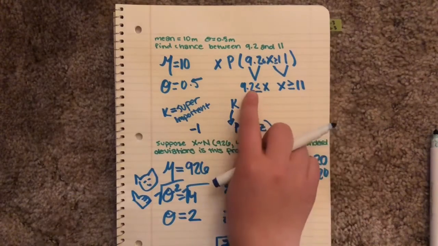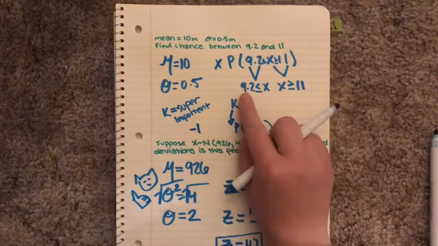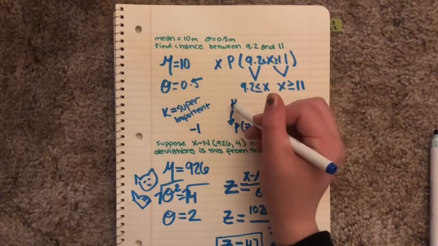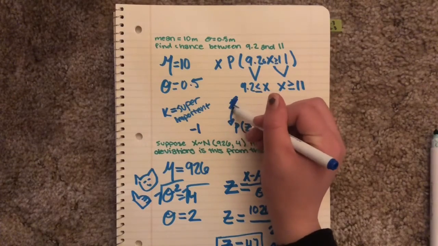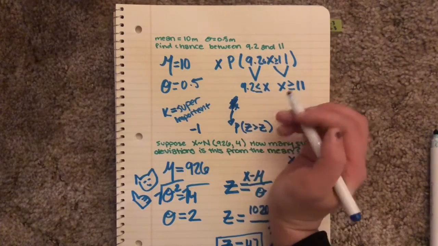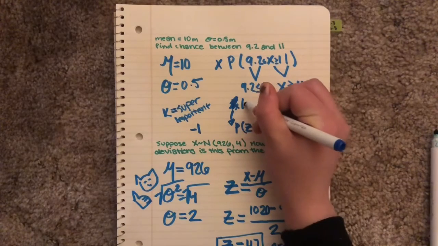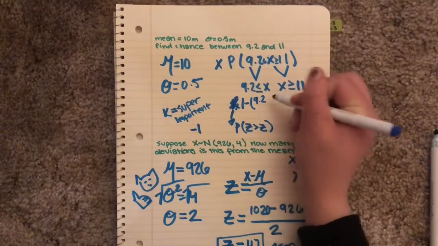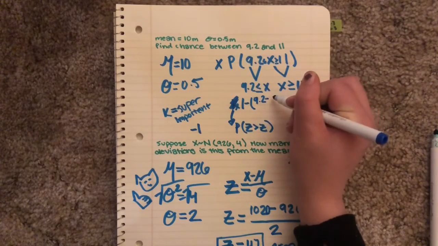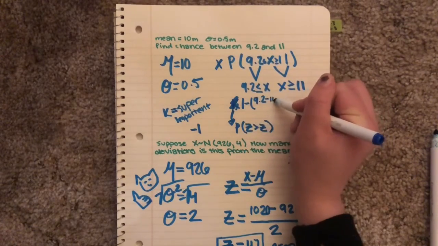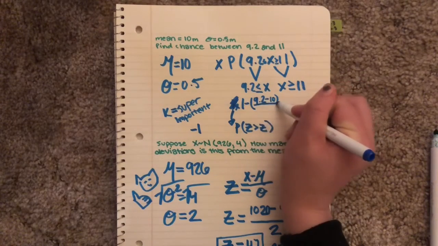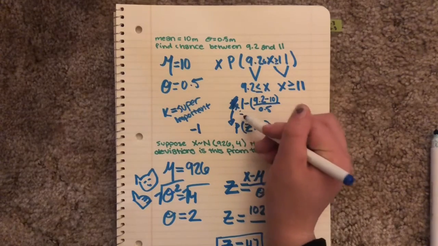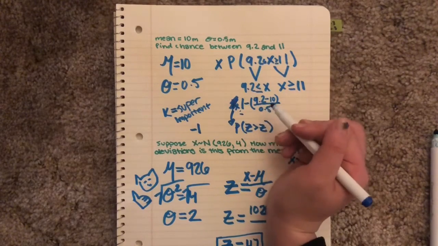So when we look at these here, this is still our given x value. But now what we want to do is find our z-score and subtract it from 1 to find k. So now we're going to do 1 minus 9.2 minus the mean over 0.5. Now this is a really important step to do here because you cannot have a negative z-score.